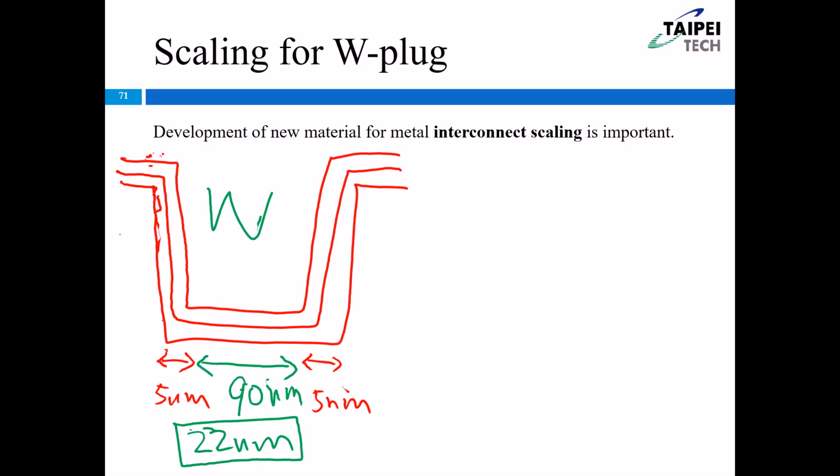Okay, so it means the tungsten still occupies 90%, okay? If I write down the percentage, the tungsten is about 90% covered by tungsten, okay? However, Ti and TiN also occupy another 10%, and the Ti and TiN have higher resistivity, right? And the tungsten has the lower resistivity, okay?